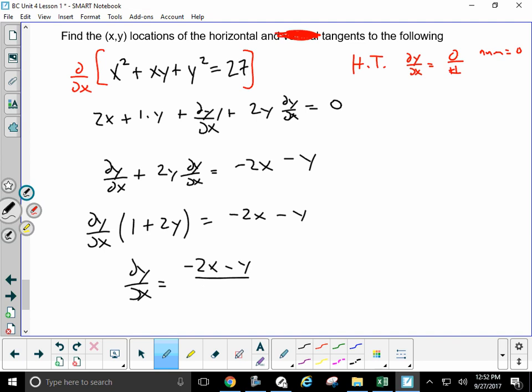Oh, Mr. Messner. Sorry, I'm sorry. Please, please. Don't you love it? I was like, don't forget the product rule. And then I messed up on the product rule. It happens all the time.